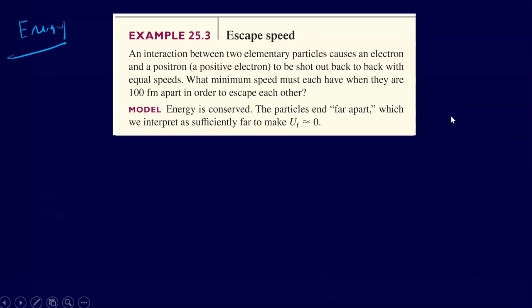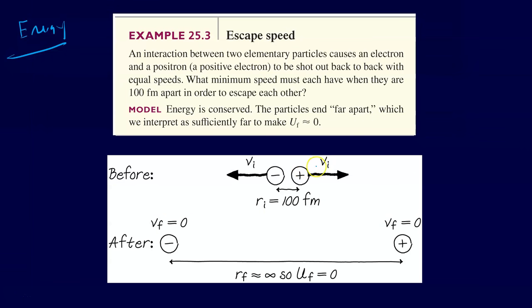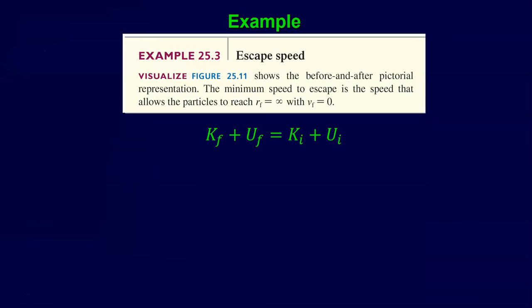All right, so hopefully you had a chance to think about this one. Here's a picture. The interaction between two elementary particles causes the electron and positron to be shot out. What minimum speed must each have when they're 100 femtometers apart in order to escape each other? The way I set this up is this. Before, the two particles are next to each other with a distance between them, R initial, of 100 femtometers. Afterwards, it's not necessarily super clear, but what they're saying is you want these things to be infinitely far apart and have zero velocity. It's a kind of weird situation, so let's go through and look at this.